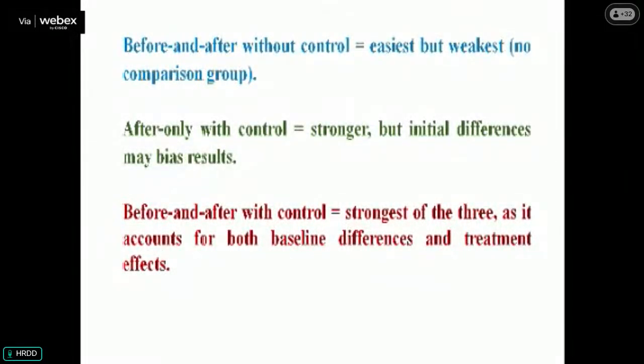So what we conclude today is that before and after without control is very simple but weakest, with no comparison group. After only with control is stronger, but initial differences may bias it. So we are saying the research design will remove bias. If you have a design with before and after with control, it is the strongest of the three, as it accounts for both baseline differences and treatment effects. So both are compared for bias.